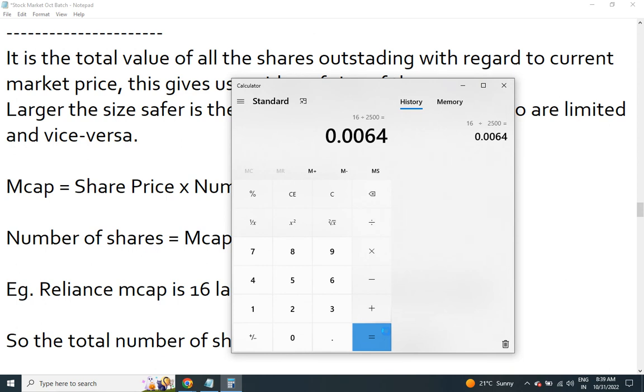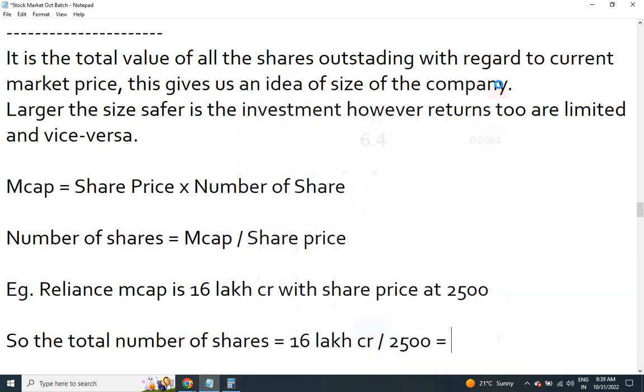All right. So this is what a lakh crore is. So in other words, 6.4 thousand crores, which is 6,400 crore shares. So in the market there are 6,400 crore shares of the company. That is why the price may look very cheap compared to MRF Tyres.